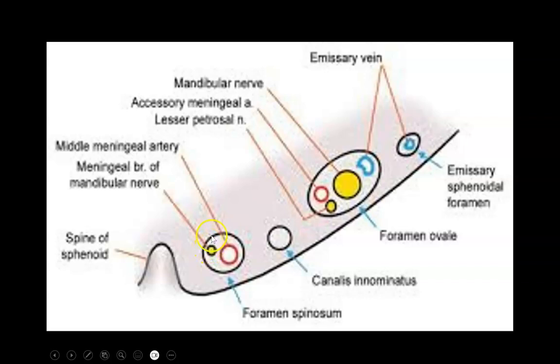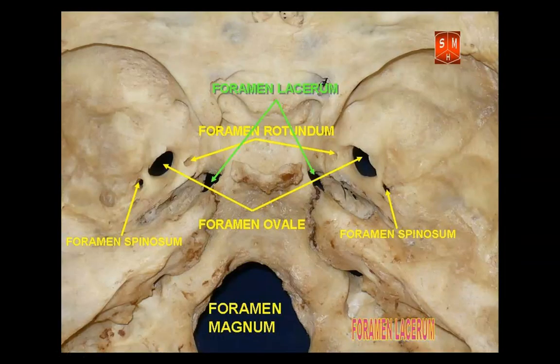Small meningeal branch of the mandibular nerve supplying the dura. It's not that important. So, again, ovale: V3, lesser superficial petrosal nerve, accessory meningeal, emissary vein. Spinosum: middle meningeal artery, meningeal branch of the mandibular. Foramen lacerum, as we said, is here and here, the petrous apex. It is medial to the foramen ovale. It is at the petrous apex.